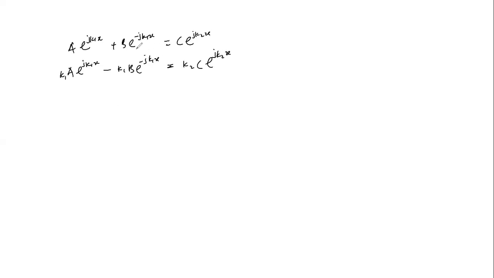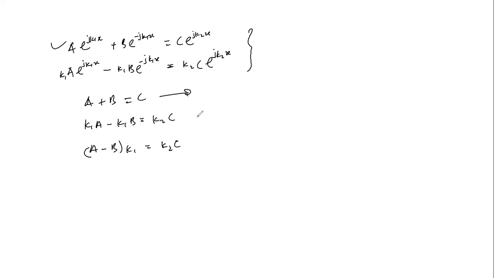Now, since equality holds, we can also assume, or better still, establish that the constants will be equal such that a plus b, in this case, is the same as c, and k1 a minus k1 b is equal to k2 c, so that (a minus b) k1 is equal to k2 c. So we could solve these two systems of equations.